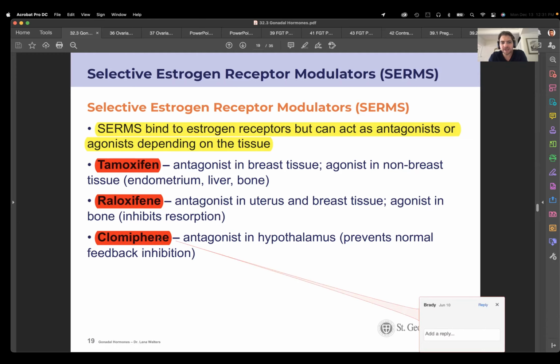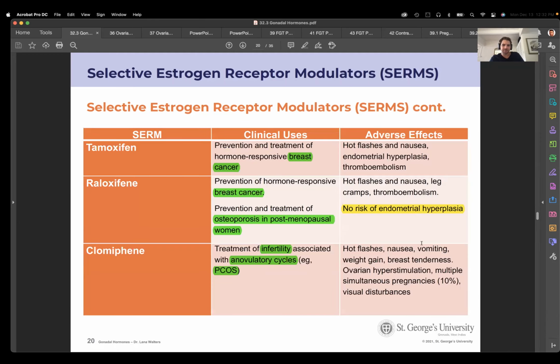So enclomiphene is very commonly used in in vitro fertilization. It's an antagonist at the hypothalamus, so it'll work on GnRH. Okay, so the big takeaway from this lecture is differentiating tamoxifen and raloxifene.